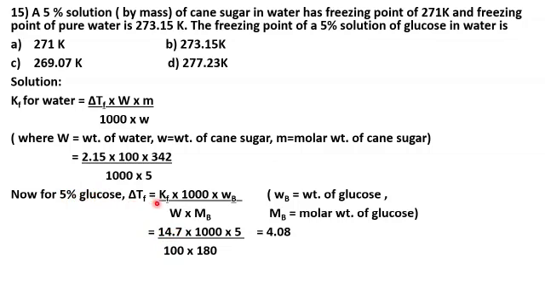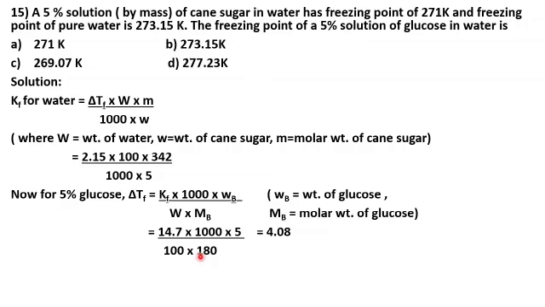So delta Tf formula is Kf into 1000 into Wb divided by Wa into Mb, where Wb is equal to weight of glucose and Mb is equal to molar weight of glucose. Substitute the values. So Kf you calculated in the previous step, that is 14.7 into 1000. Wb, that is weight of glucose, is here also 5% solution, means out of 100 let us take as 5 gram, divided by weight of solvent, that is water, here 100, into molar weight of glucose is 180.